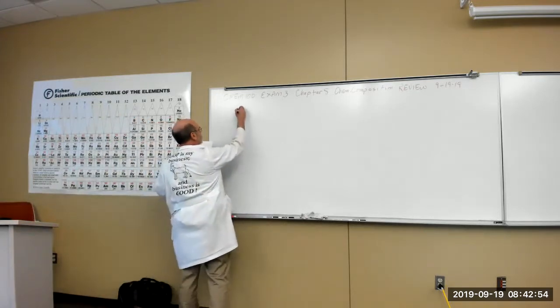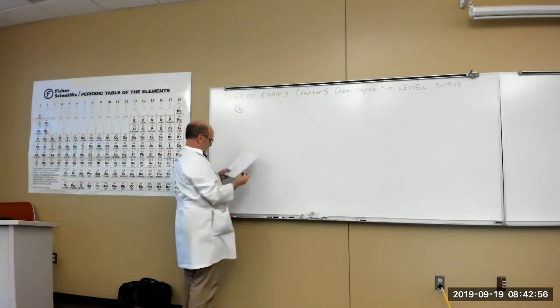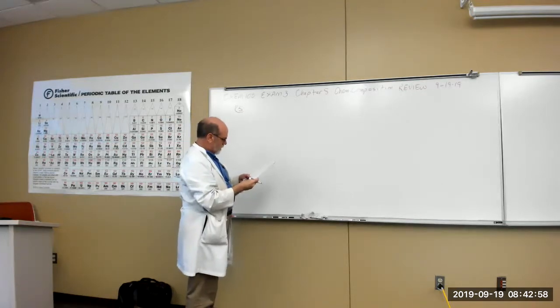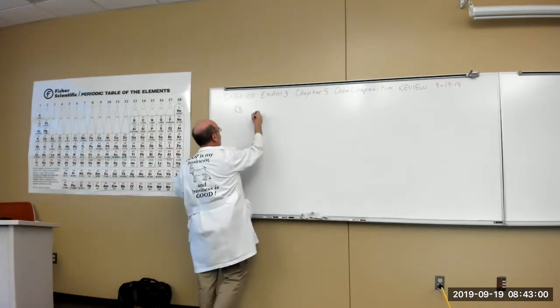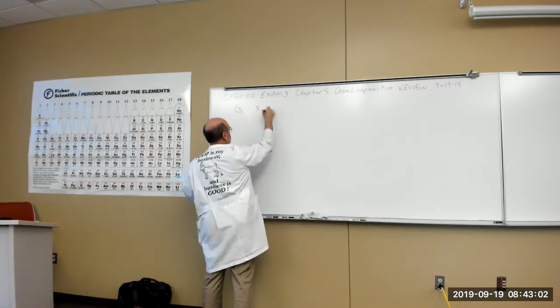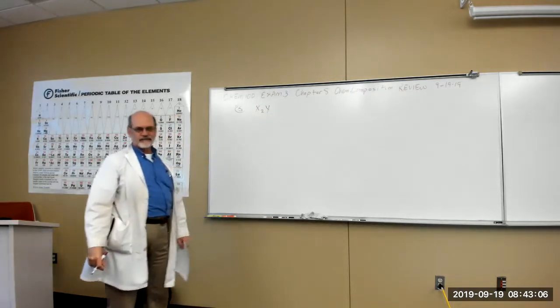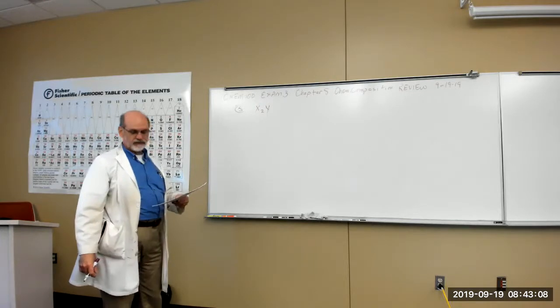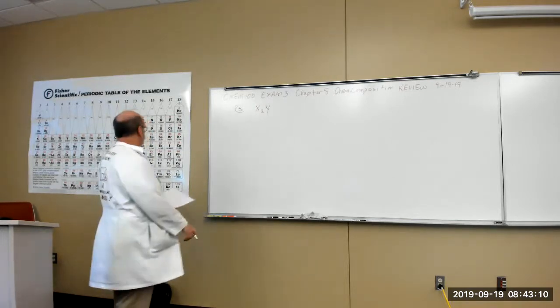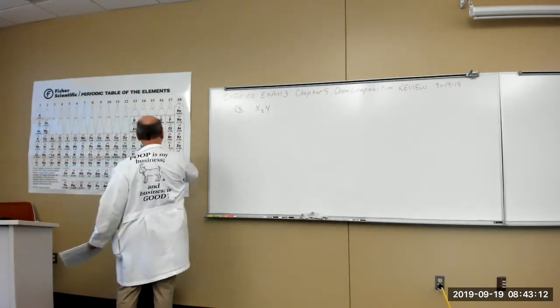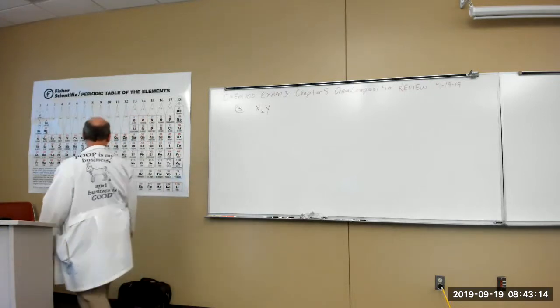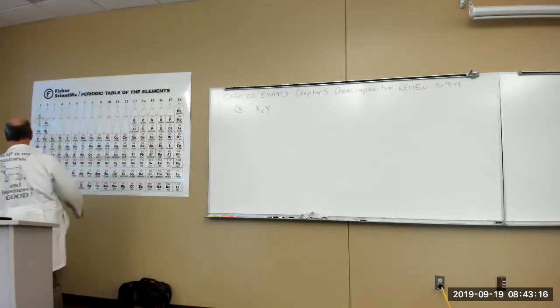So number 5 on this first page. Okay, compound X2Y. What does that mean? That means we don't know what they are. And in fact, it doesn't matter. Now there's no X up here. There's an Xe. Is there a Y? I think there is a Y.